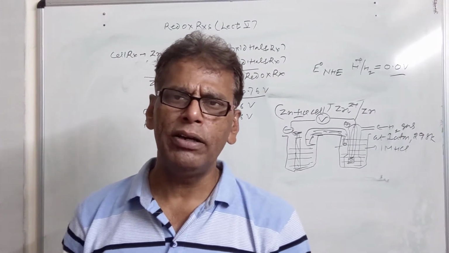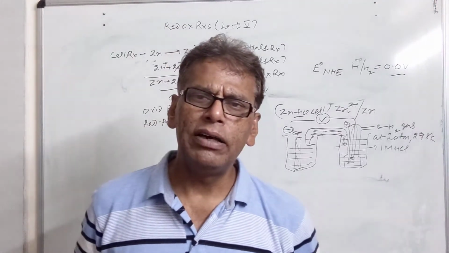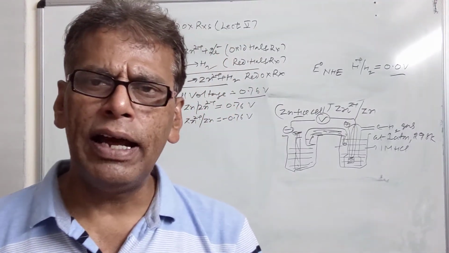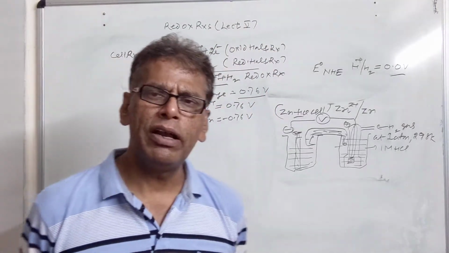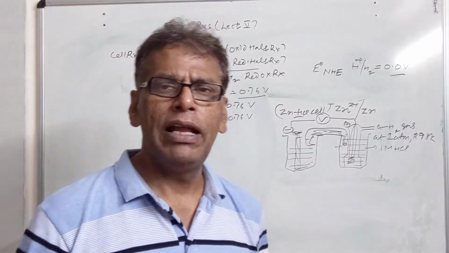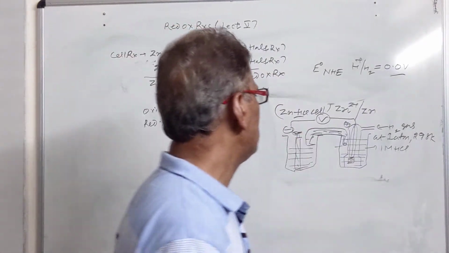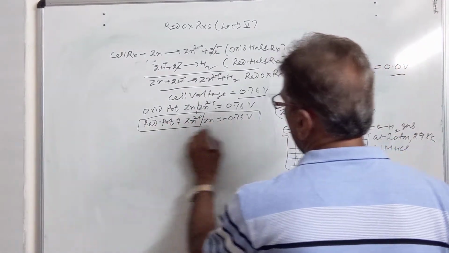When we couple the zinc electrode with NHE, we did not know whether zinc will lose electrons or gain electrons. But when we coupled, we saw the electron flowing from the zinc electrode towards NHE. It means zinc will act as anode here and NHE will serve as cathode. So this is the reduction potential of the zinc electrode.